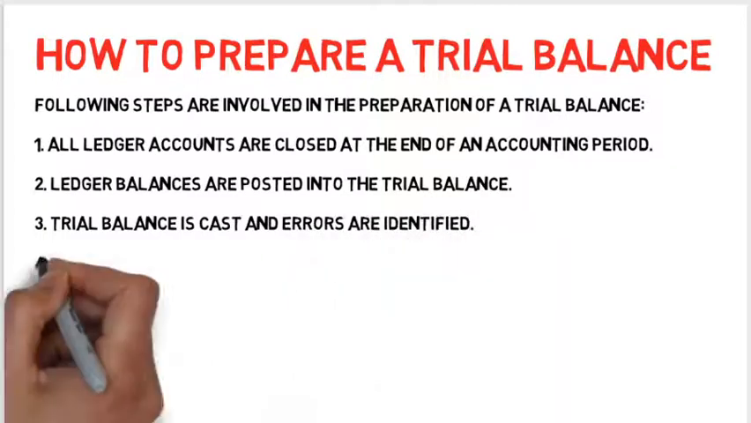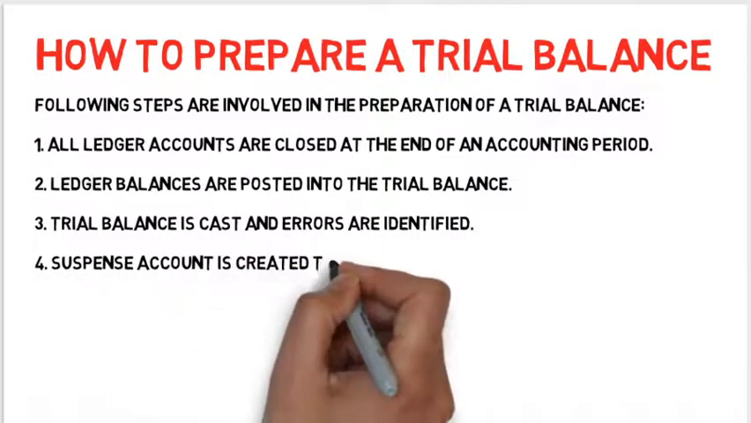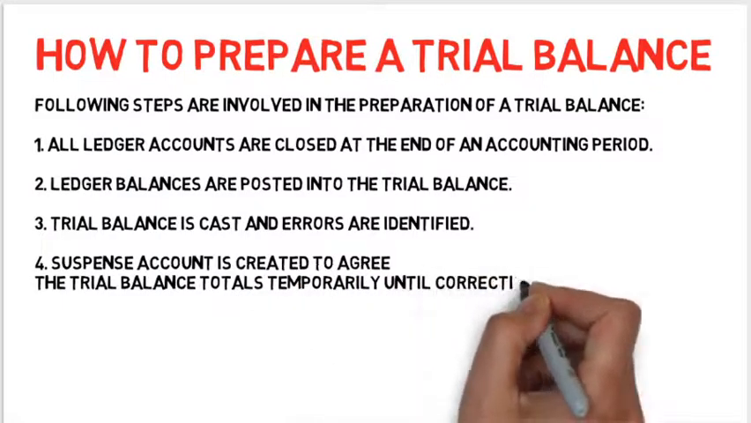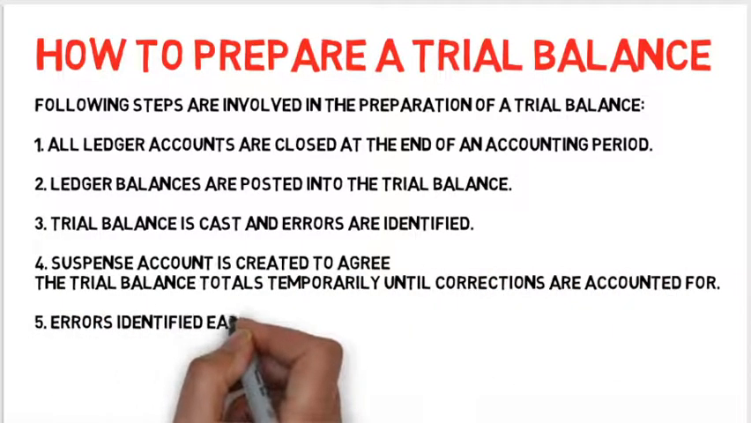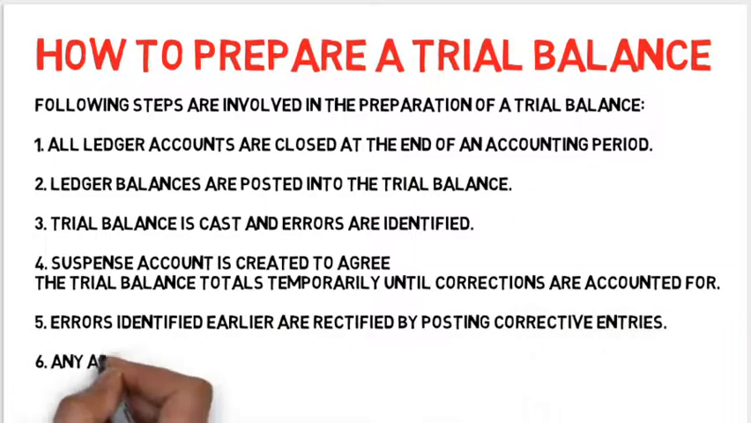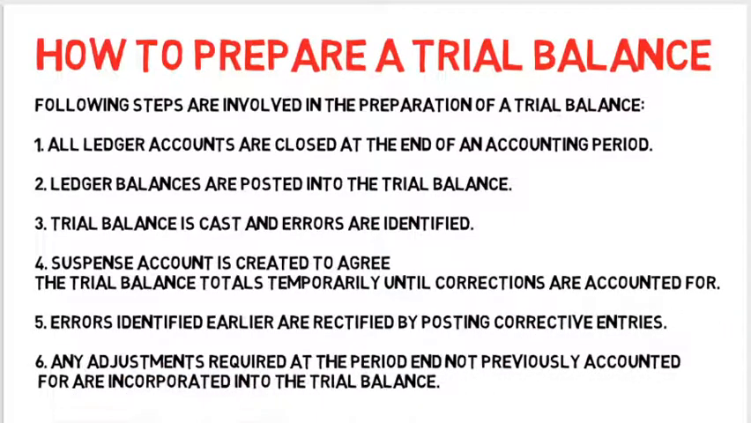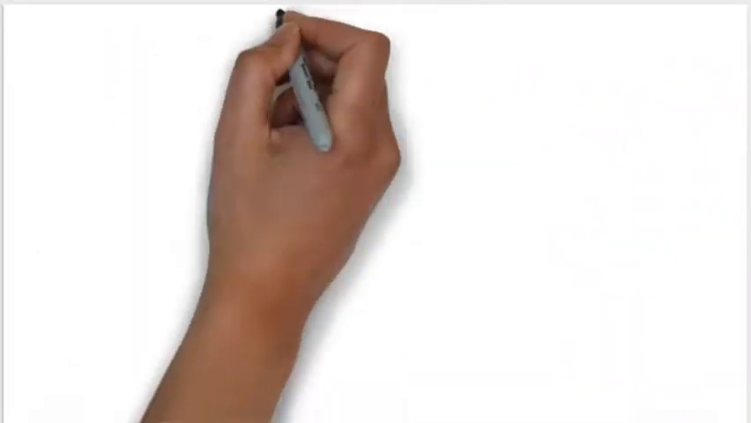Fourth, a suspense account is created to agree the trial balance totals temporarily until corrections are accounted for. Fifth, errors identified earlier are rectified by posting corrective entries. Sixth, any adjustments required at the period end not previously accounted for are incorporated into the trial balance.